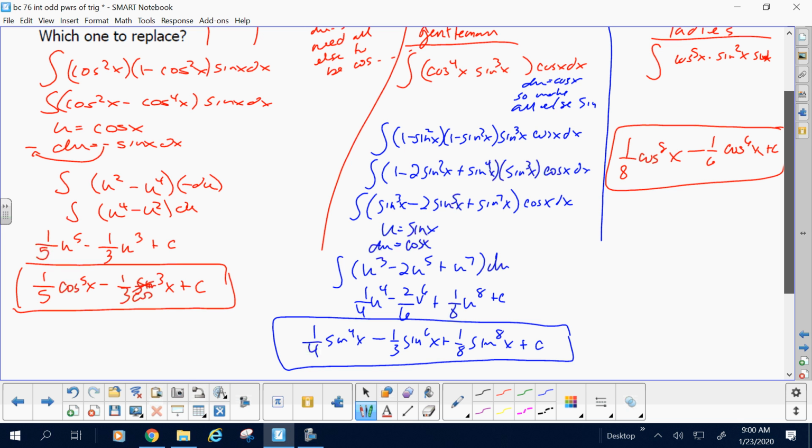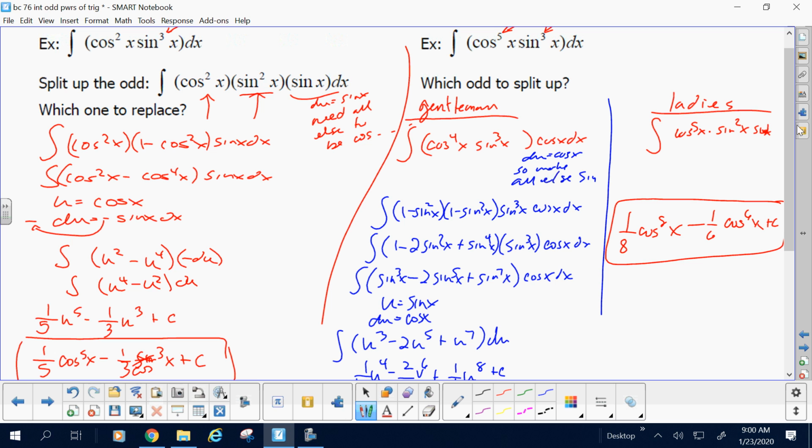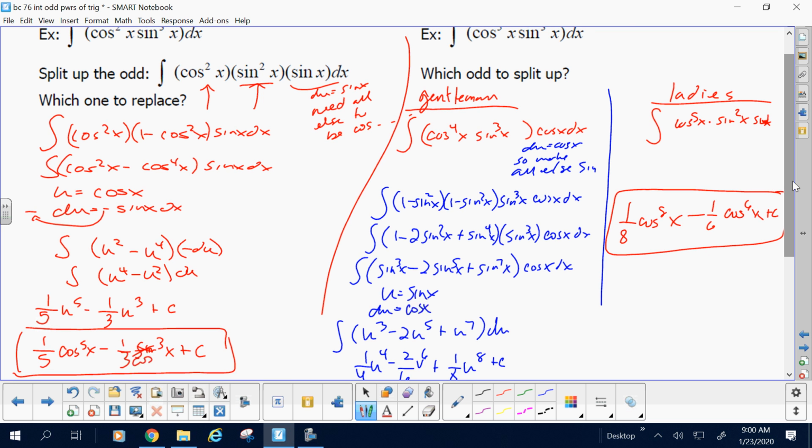All right, gentlemen, did you get what I got? 1/4 sine of the 4th plus 1/3 sine of the 6th plus 1/8 sine of the 8th, plus C. It was a bit of a mess, and that's because we split up the larger one, which meant we had to square cosine squared. I believe the ladies got it easier because by taking a sine off, this is a much easier identity that you didn't have to square. This is a heck of a lot easier.